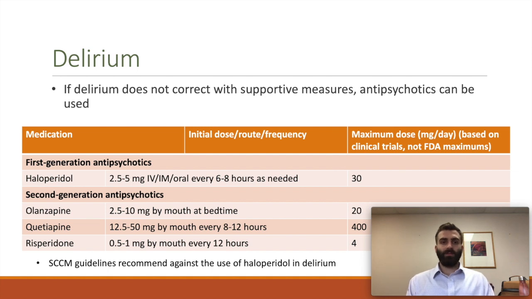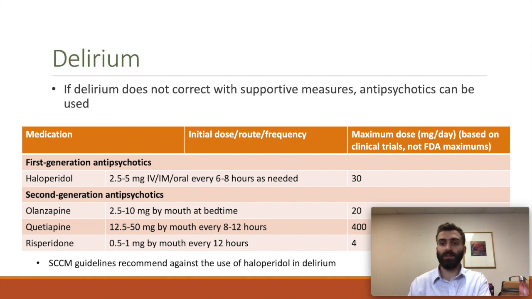Next is delirium. If delirium does not correct with supporting measures, antipsychotics can be used. The first generation option here is haloperidol. Second generation is olanzapine, Quetiapine, and Risperidone. The SCCM, Society of Critical Care Medicine, guidelines recommend against the use of haloperidol in delirium, but if you look at the NICE guidelines from the UK, they recommend at most a week duration, so a week or less of either haloperidol or olanzapine.